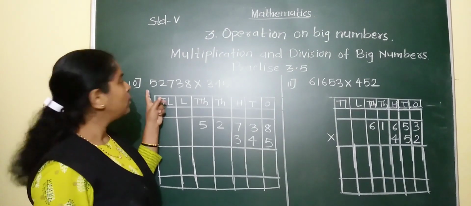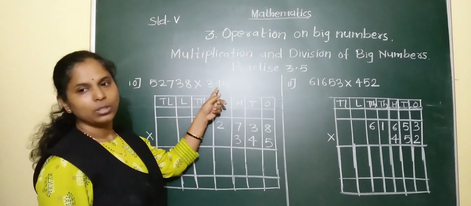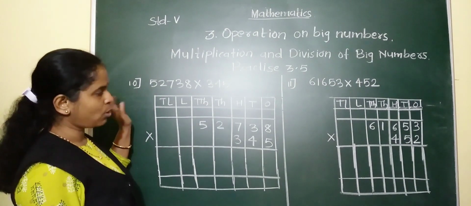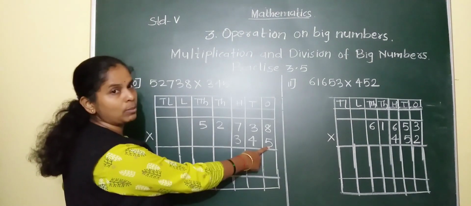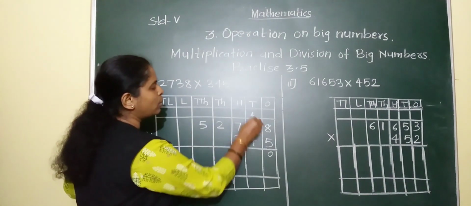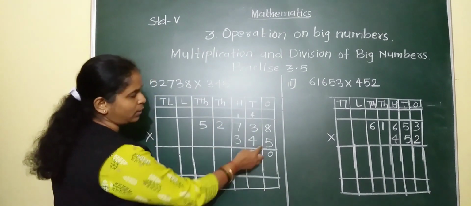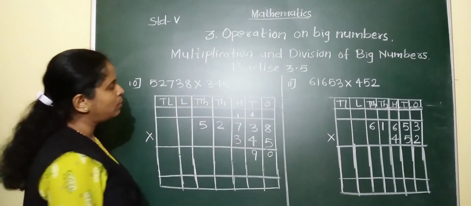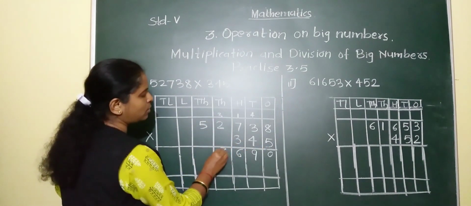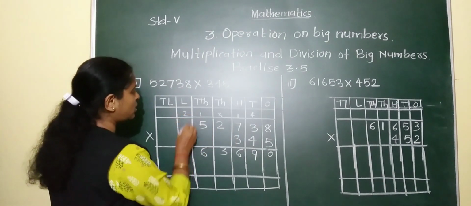Now next is this, 52,738 into 345. Okay. The 10th one I'm going to solve. So now see here. First we will multiply with 5. 5 eights are 40. 0 carry 4. 5 threes are 15 plus 4, 19. 9 carry 1. 5 sevens are 35 plus 1, 36 carry 3. 5 twos are 10 plus 3, 13 carry 1. 5 fives are 25 plus 1, 26.